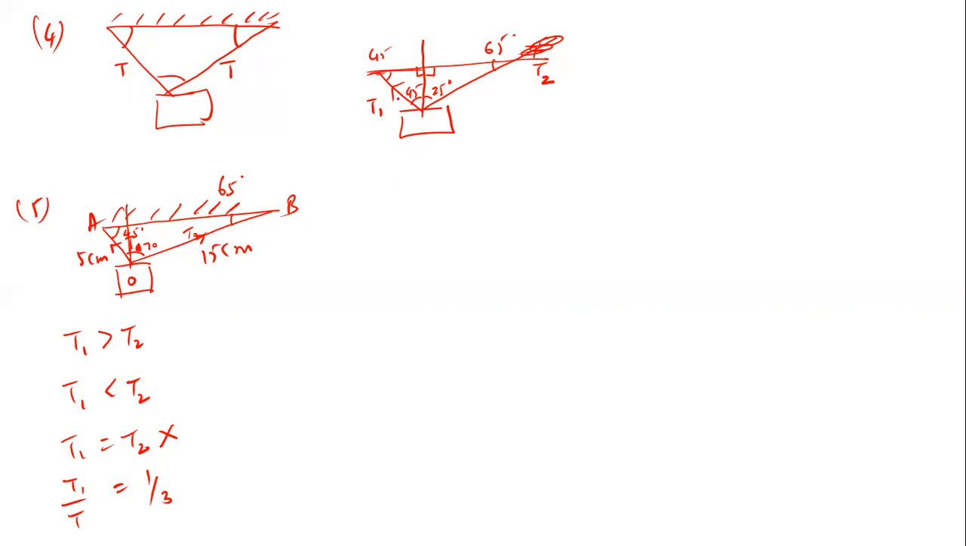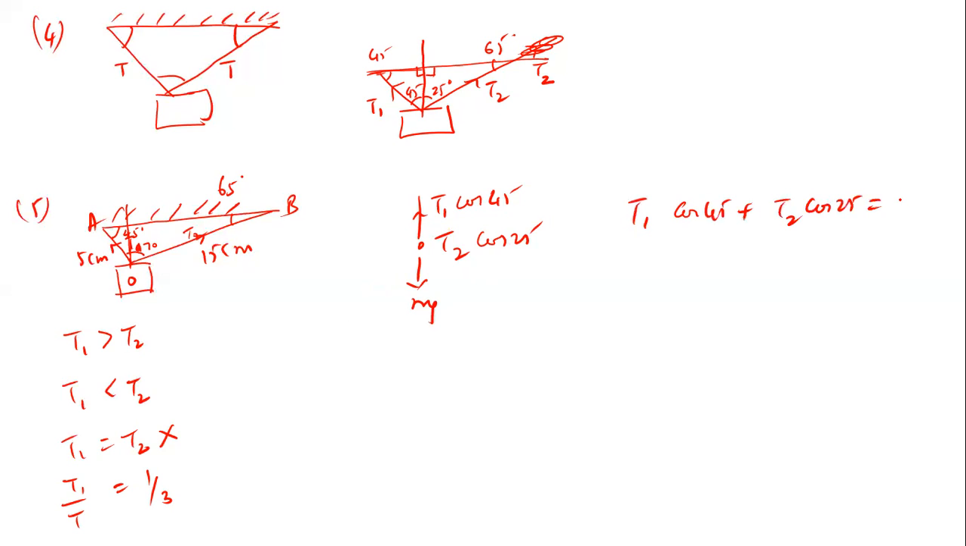Okay. The component of T1 acting along this direction should be T1 cos 45. And the component of T2, now this is T2, along this direction should be T2 cos 25. And now we know that with respect to this, there's an mg here. So I can now write this as T1 cos 45 plus T2 cos 25 is equal to mg.